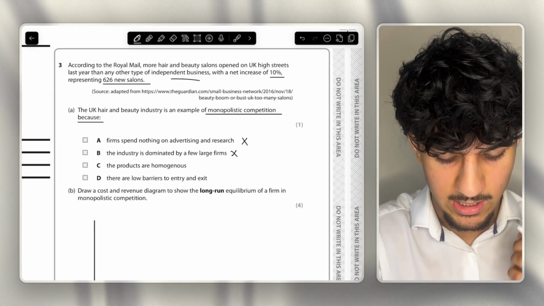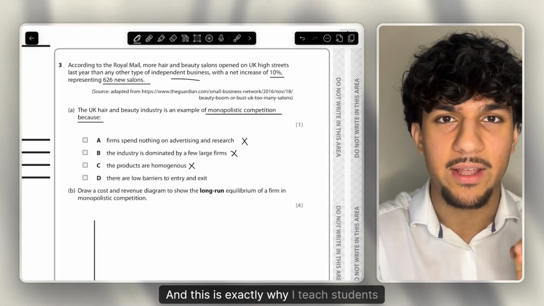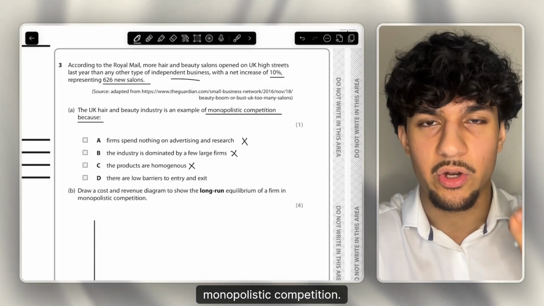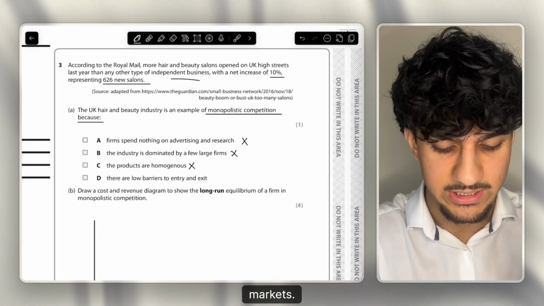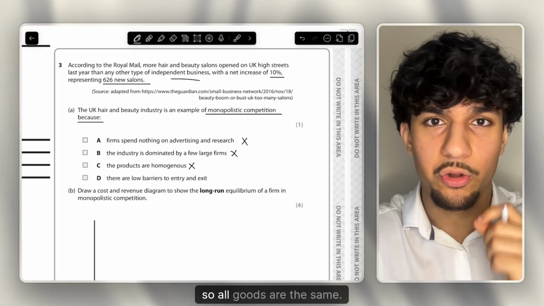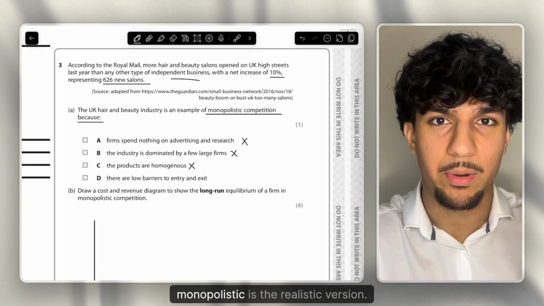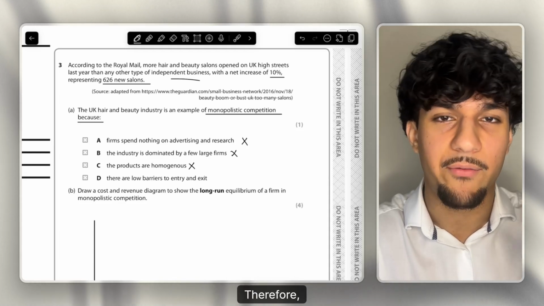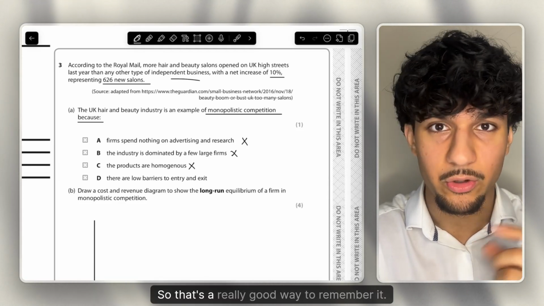Let's move on to C. The products are homogeneous. This is also untrue. And this is exactly why I teach students monopolistic competition. A really easy way to remember it is it's a realistic version of perfectly competitive markets. In perfectly competitive markets, we say the goods are homogeneous, so all goods are the same. Is this realistic? No. Therefore, like I said, monopolistic is the realistic version. Therefore, in monopolistic competition, the goods are slightly differentiated. So that's a really good way to remember it.